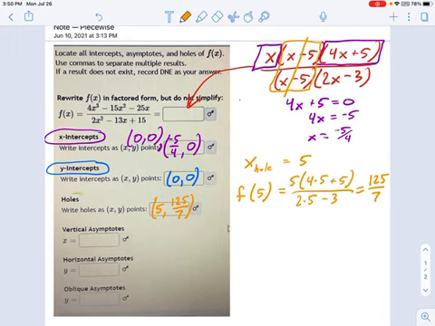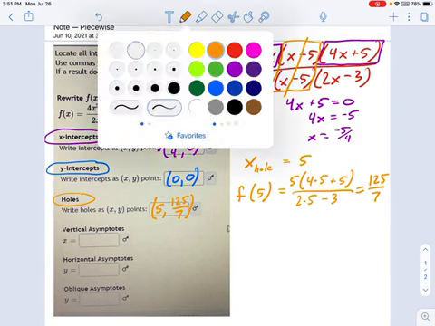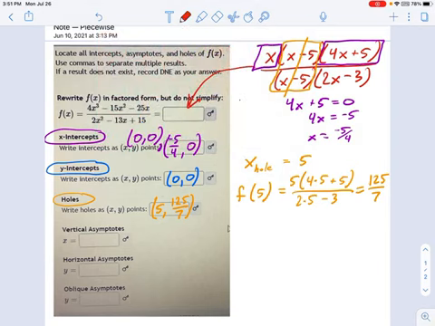Now, maybe the problem that you're doing is different than mine, and you didn't have a hole, like a common set of factors from the top and the bottom. It would be a D and E, okay? And then maybe you'd have another x-intercept that I did not have. But the process that you're following is the same for all of these. So let's move on to vertical asymptotes.